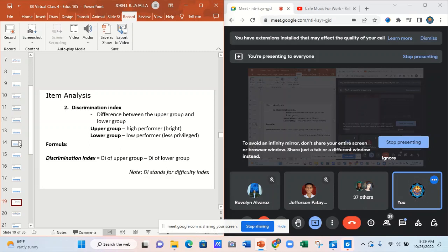Now, we have the formula below for the discrimination index. That is the difficulty index of the upper group minus the difficulty index of the lower group. So, we cannot jump straight to the discrimination index if we do not know how to solve for the difficulty index in the first place. Okay? So, we need to know how to compute the difficulty index before we jump straight to the discrimination index. So, class, did you understand? Or was my explanation too difficult?